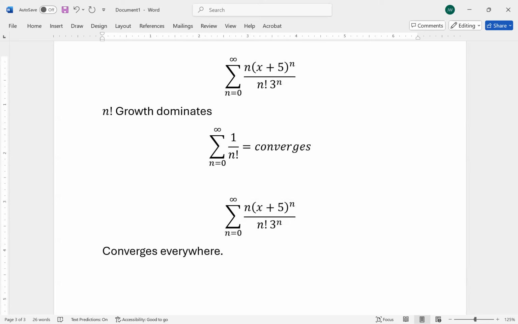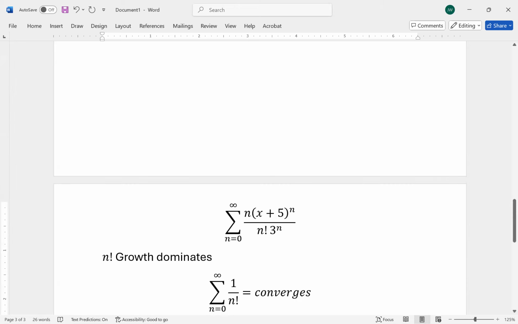Now, the question asked for the radius of convergence. If it converges everywhere, then technically the radius of convergence is infinity because we can go infinitely to the right and infinitely to the left of where our power series is centered. So when it converges everywhere, the radius of convergence is infinity, and the interval of convergence is from negative infinity to infinity. I typically don't ask that.